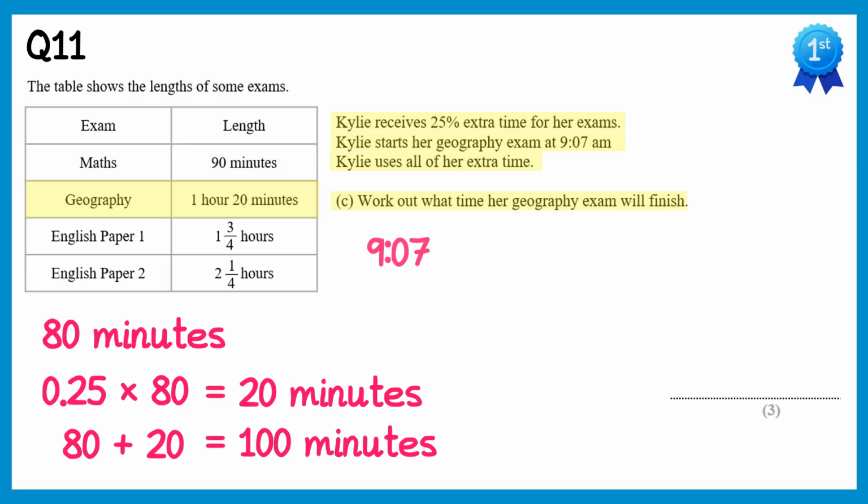So now we need to work out what time the exam finishes. Well, it starts at 9:07, and we just need to do 100 more minutes from here. So let's add on 60 minutes first, since that's 1 hour. If we added on 60 minutes, we'd go from 9:07 to 10:07. Now remember, we're trying to add on 100 minutes, and we've already added on 60, so we need to add 40 more. So if you add 40 minutes onto 10:07, you end up at 10:47, which is the answer to the question.